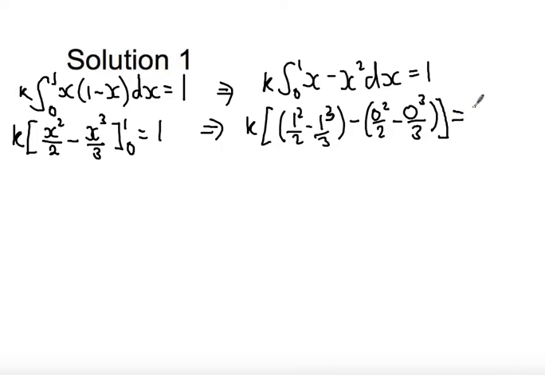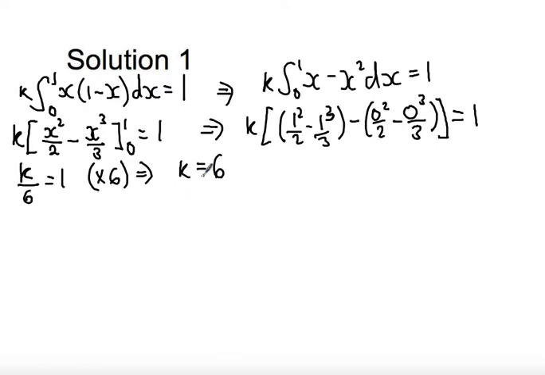Now this is all equal to 1. If we evaluate this bracket in one turn using a calculator, we get a half take away a third, which is a sixth. So we get k over 6 is equal to 1. And if I times by 6, we get the value of k is equal to 6.